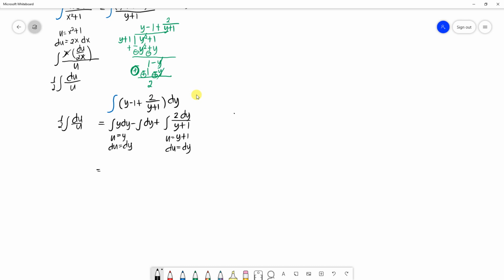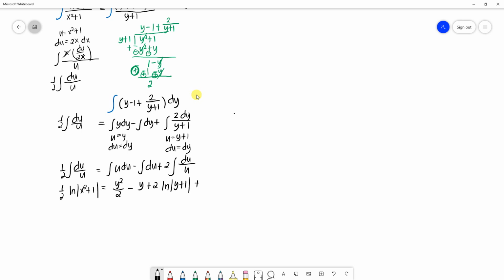Okay, so, we have integral of u du minus integral of du plus, labas ko si 2, dy is du, y plus 1 is u. Okay, so ayan yung pinaka-equation ngayon natin. So, we have 1/2 integral of du over u is ln of absolute value of u, where u is x squared plus 1, equals integral of u du is u squared over 2, where u is y, kaya y squared over 2, minus integral of du is u, where u is y, plus 2 du over u is ln again, absolute value of u, but this time our u is y plus 1, plus the constant c.